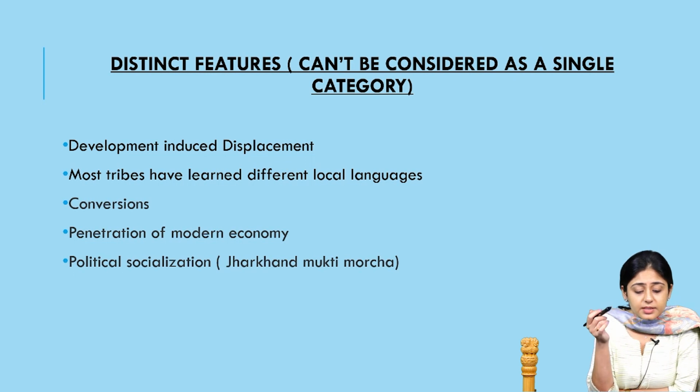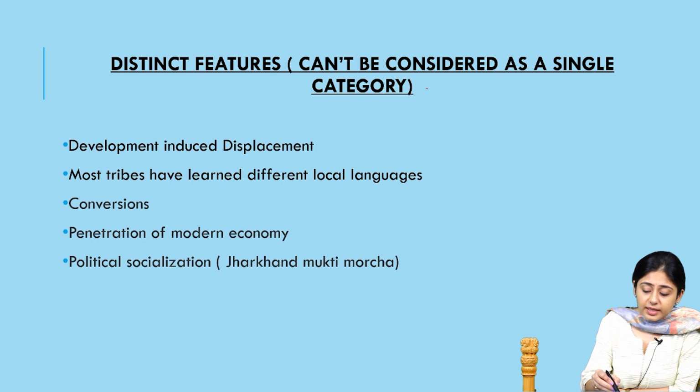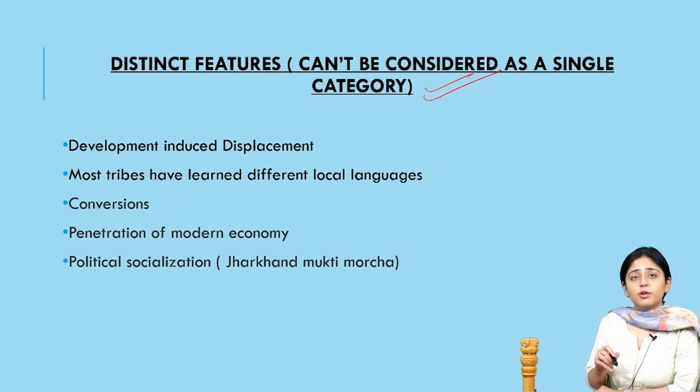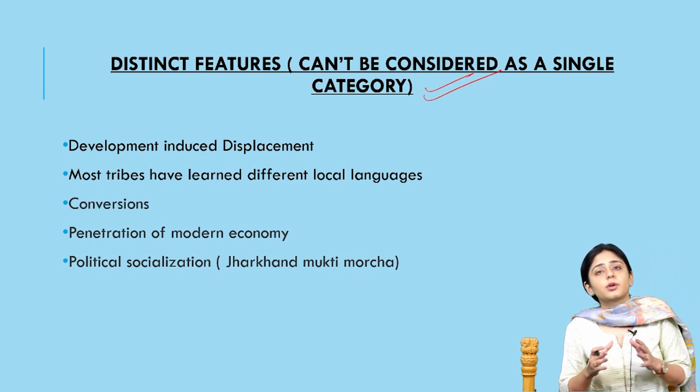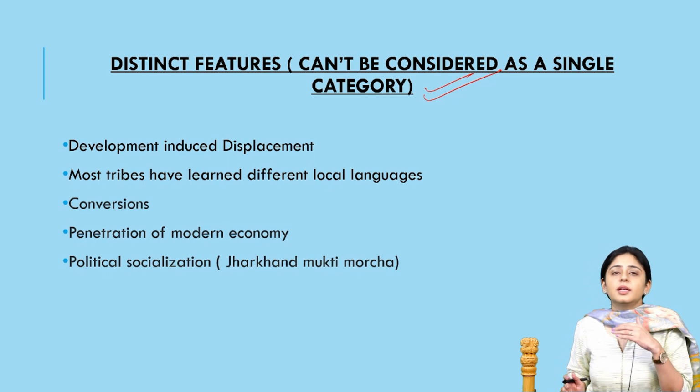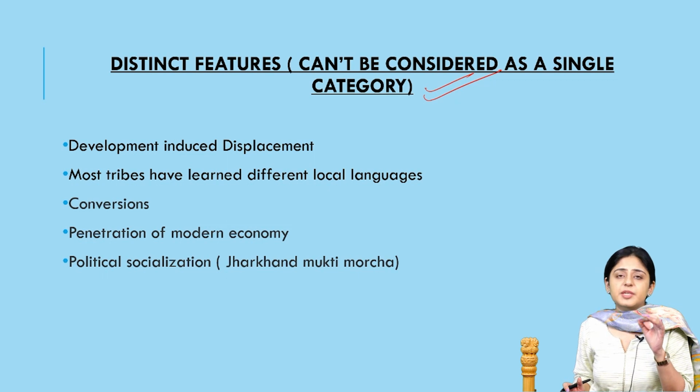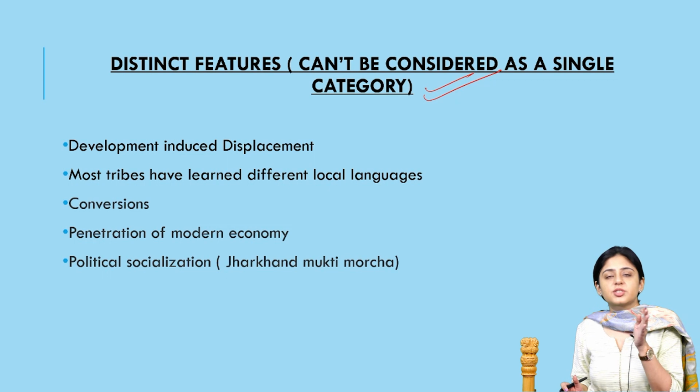Then what are the distinct features of each tribe? What has been the changes where they cannot be considered as a single category, or there are some definitional problems? We cannot say that all the tribes live in one area, they have one common dialect, one specific political organization, there are endogamous groups. So this over the time has changed.